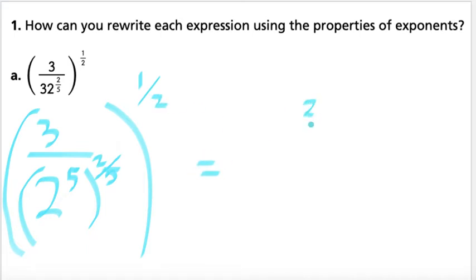So I'm just going piece by piece. I changed the 32 to 2 to the 5th. Then I can multiply these powers. 5 times 2/5 is 2. So on the bottom I have 2 to the 2nd power, which is 4, but I'm not going to write that yet. And then the whole thing is to the 1/2 power.